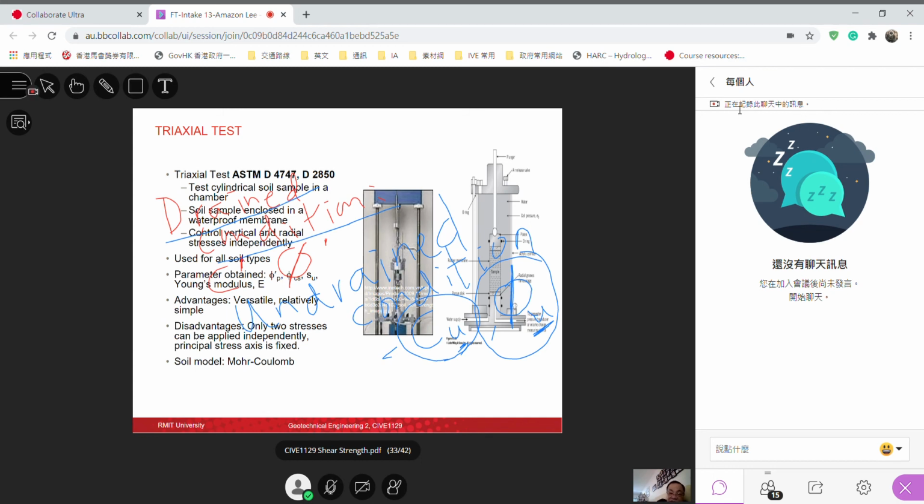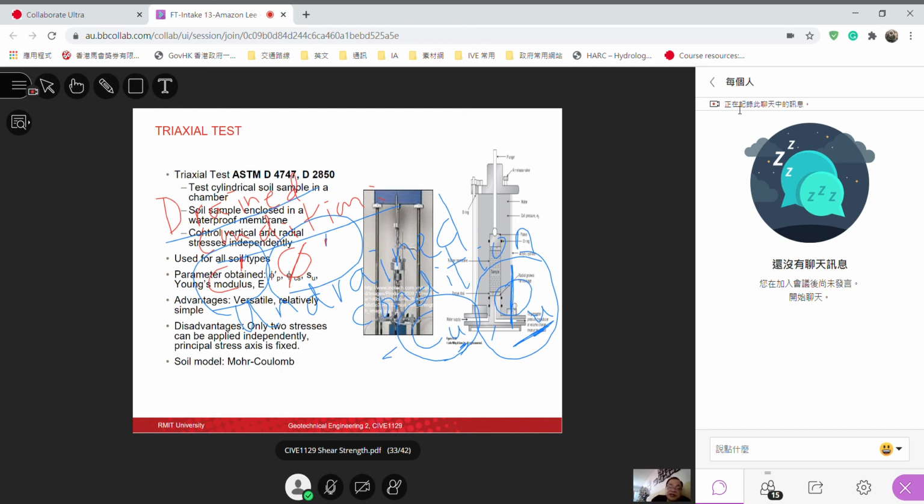Cohesion intercept under drained condition, you see a dash in there. Angle of friction under drained condition, you see a dash in here. Okay, so triaxial test can do both drained test and undrained test. Find out the drained c dash, phi dash, or undrained c_u, phi_u. c_u is undrained cohesion intercept, phi_u is undrained angle of friction.